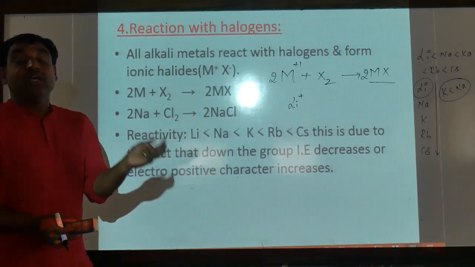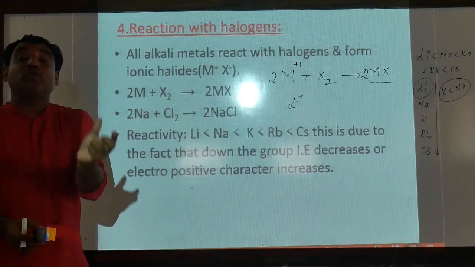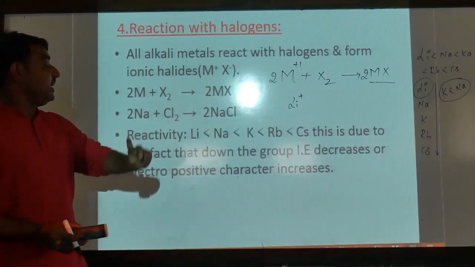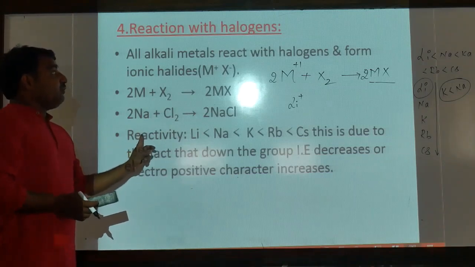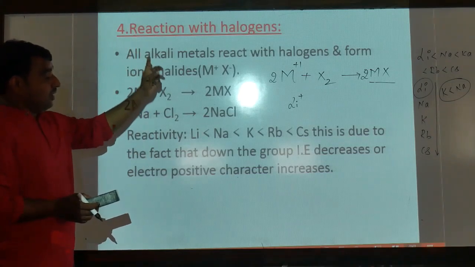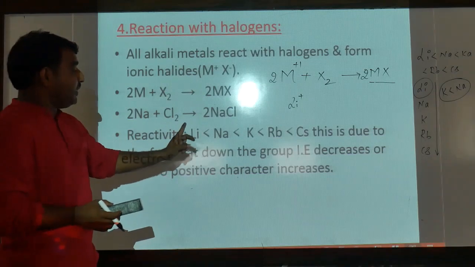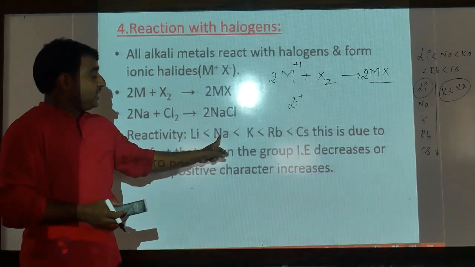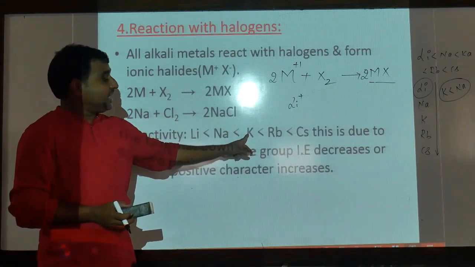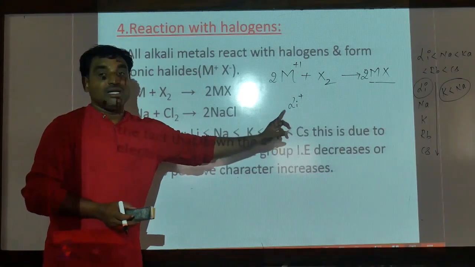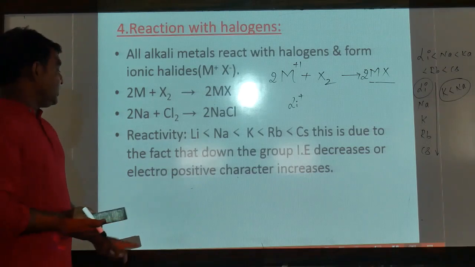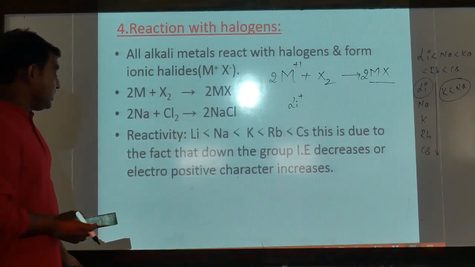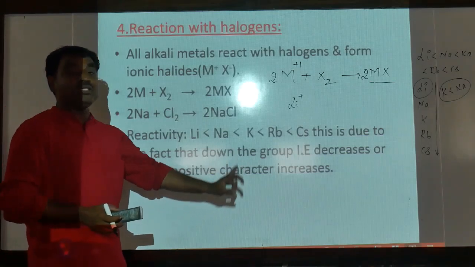Lithium halides are more covalent than the other halides like sodium, potassium, rubidium and cesium. Reactivity of these metals with the halogens will be: lithium less reactive than sodium, sodium less reactive than potassium, and rubidium less reactive than cesium. This is due to the fact that down the group ionization energy decreases, or electropositive character increases.